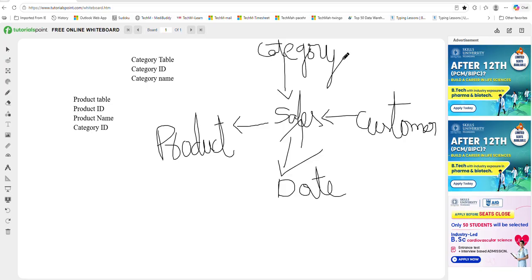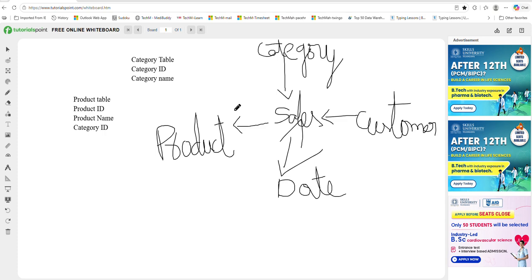Okay, now understood, right? For the sales table, the customer table will be connected here. The category table is connected to here. The product table is connected from here. The date table is also connected from here. Now more tables are connected with each other.